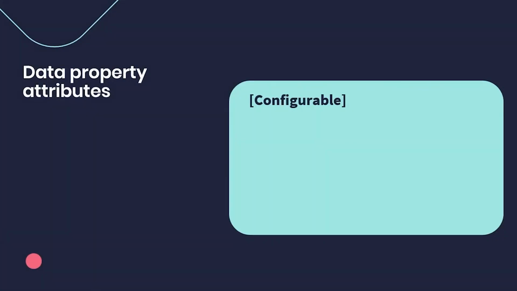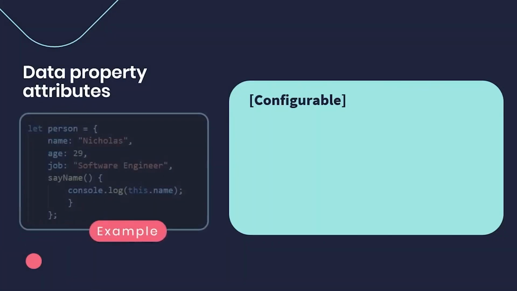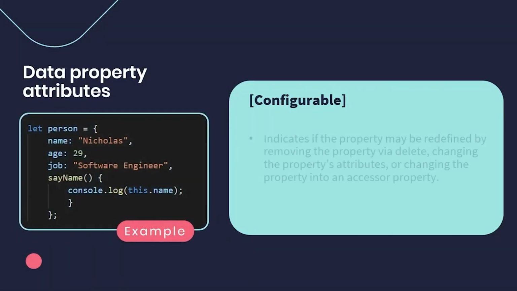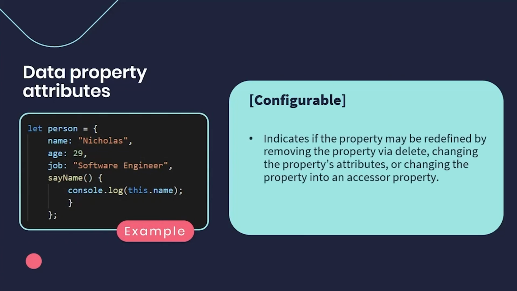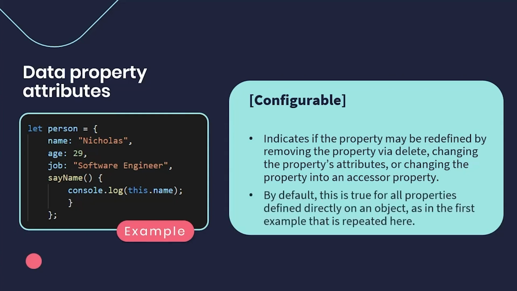So let's have a look at those attributes, starting with configurable. Configurable indicates if the property may be redefined by removing the property via delete, changing the property's attributes, or changing the property into an accessor property. By default, this is true for all properties defined directly on an object, as in this first example repeated here.